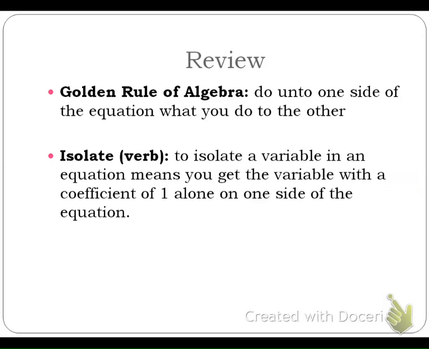Just to review, our golden rule of algebra is whatever we do to one side of an equation, we must do to the other. When we're solving an equation, we isolate the variable, which means we get the variable with a coefficient of 1 alone on one side of the equation.